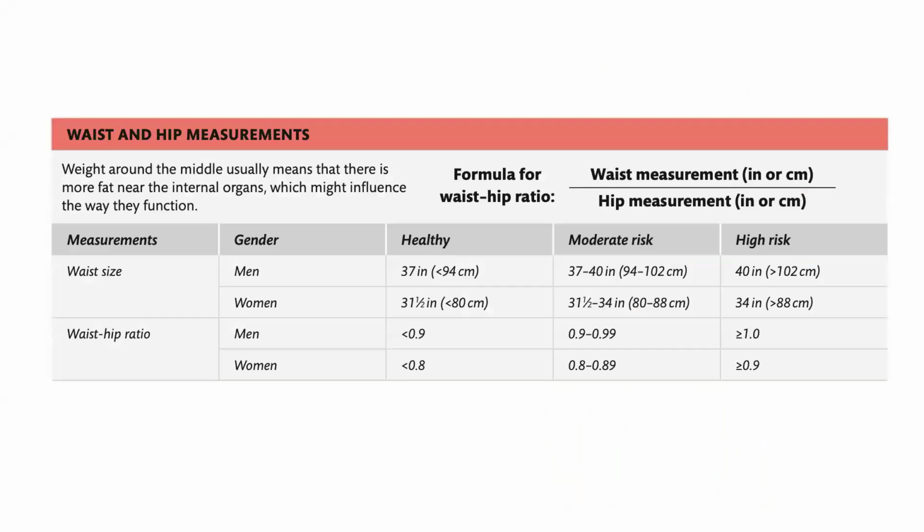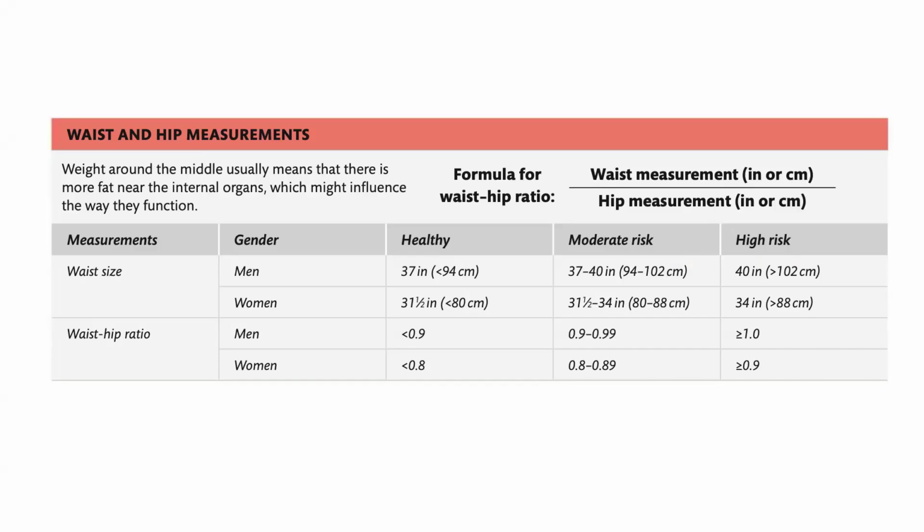Weight around the middle usually means that there is more fat near the internal organs, which might influence the way they function. So the formula for waist-hip ratio is waist measurement in inches or cm divided by hip measurement in inches or cm. For waist size, healthy men will have 37 inches or less, or less than 94 centimeters. Moderate risk would be 37 to 40 inches, and high risk would be over 40 inches.